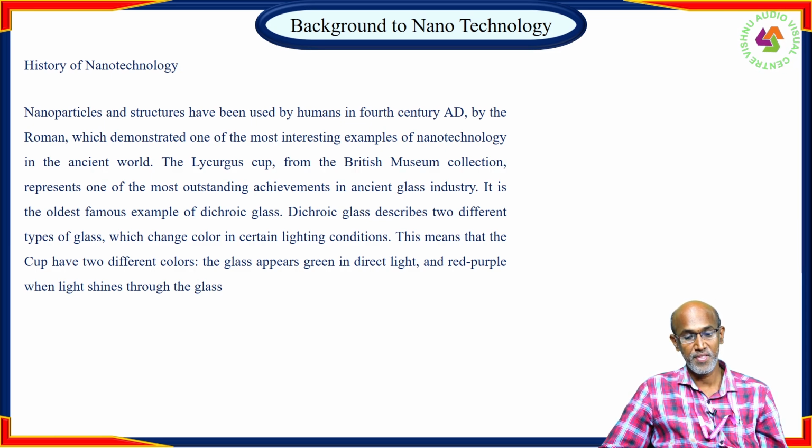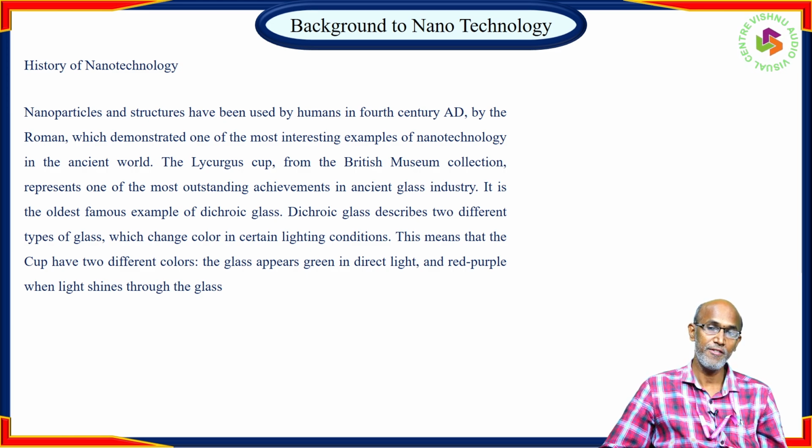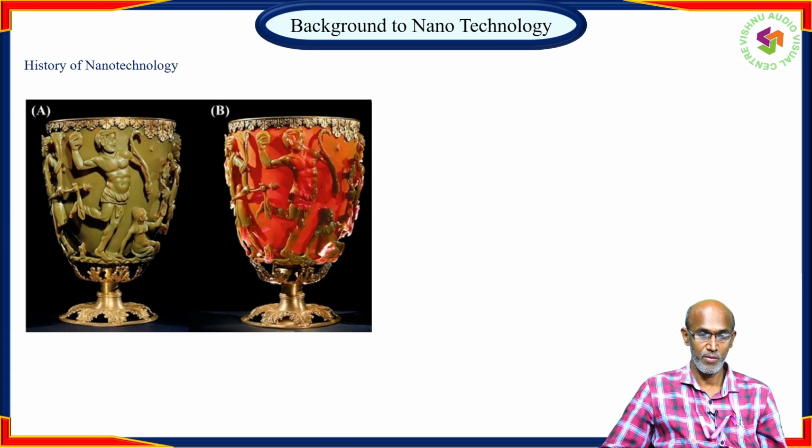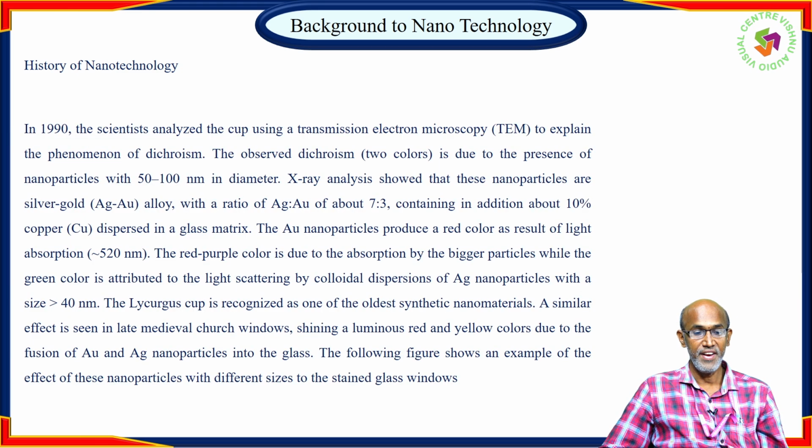Dichroic glass describes two different types of glasses which change color in certain lighting conditions. This means that the cup has two different colors. The glass appears green in direct light and red purple when light shines through the glass. So, this is the picture where two different colors of glass are observed. In 1990, the scientists analyzed the cup using transmission electron microscopy to explain the phenomenon of dichroism.